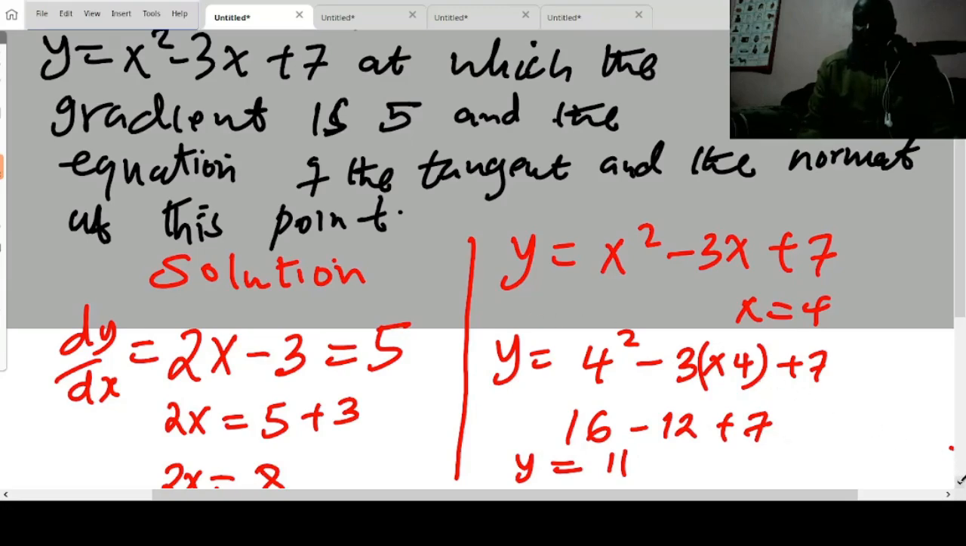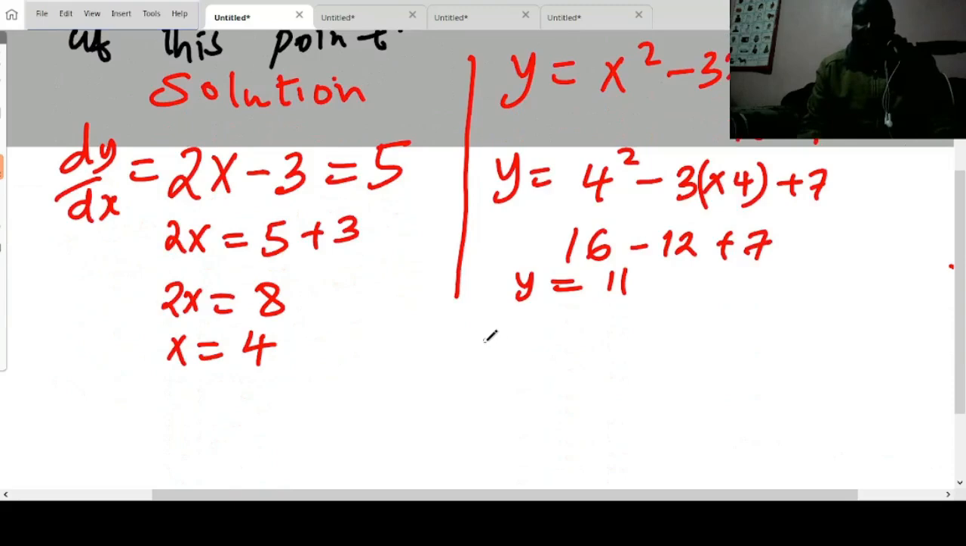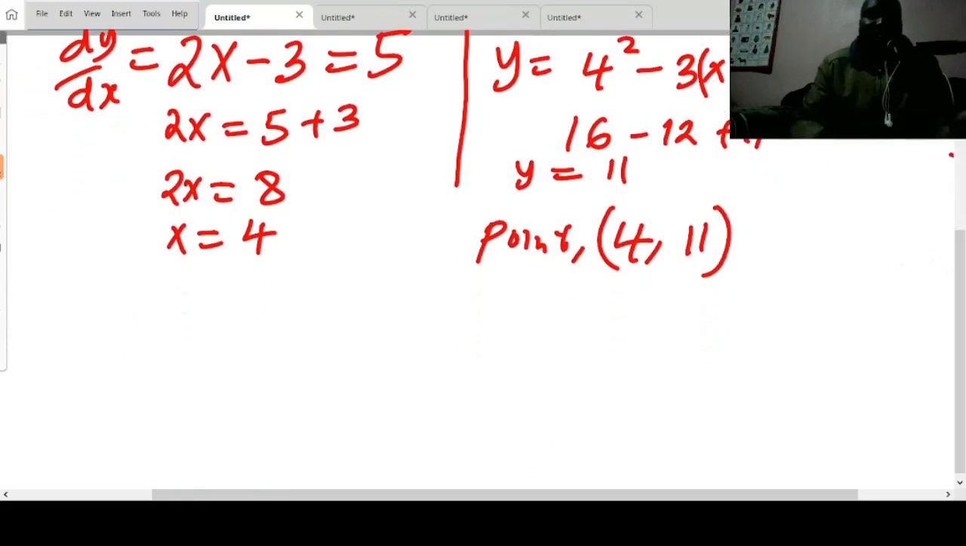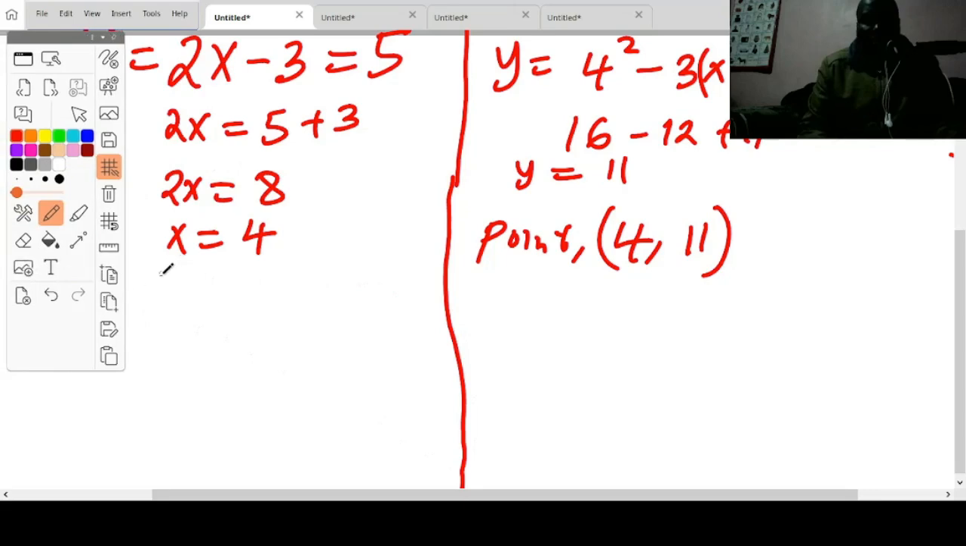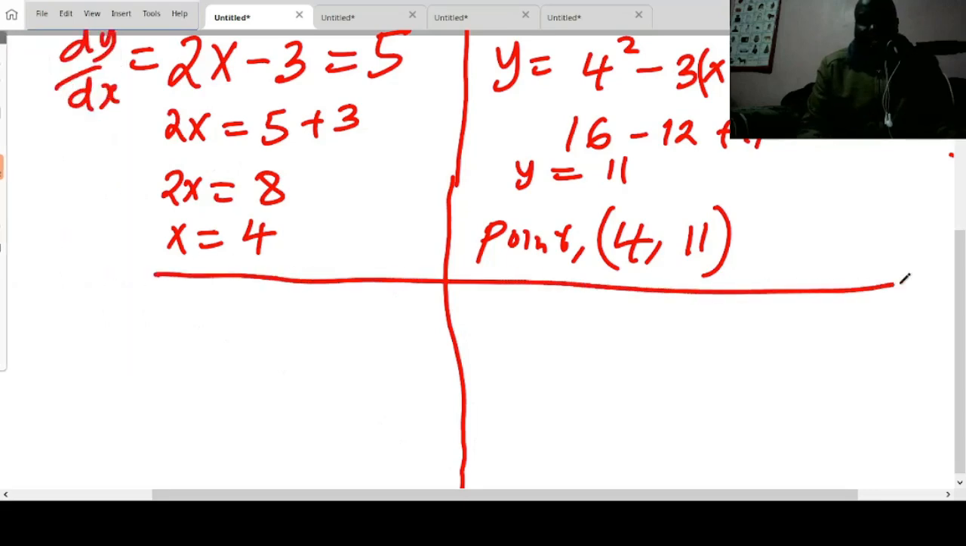So the point will be 4 the x and 11 the y. We have the point. Now we have the point and we have the gradient. So what is difficult to get the tangent? Nothing is going to be difficult for us to get the tangent and the normal equations.